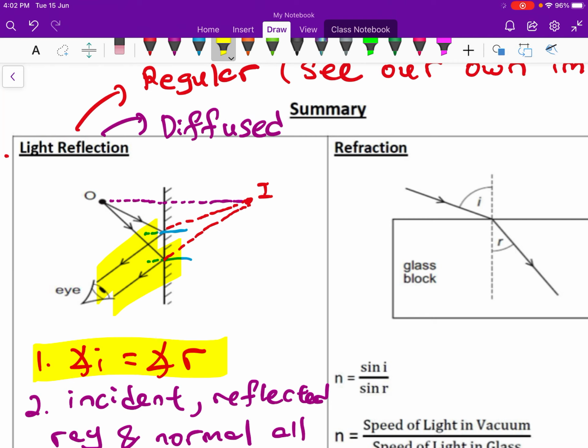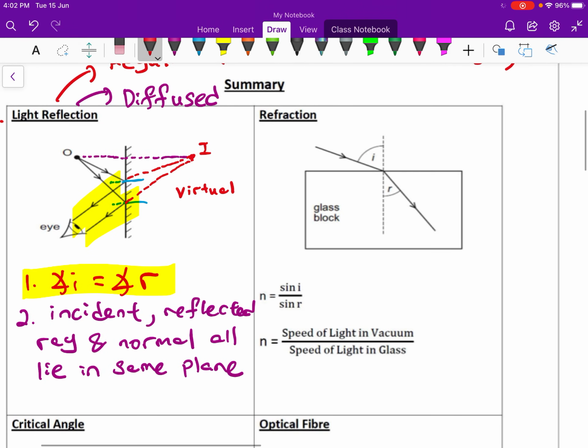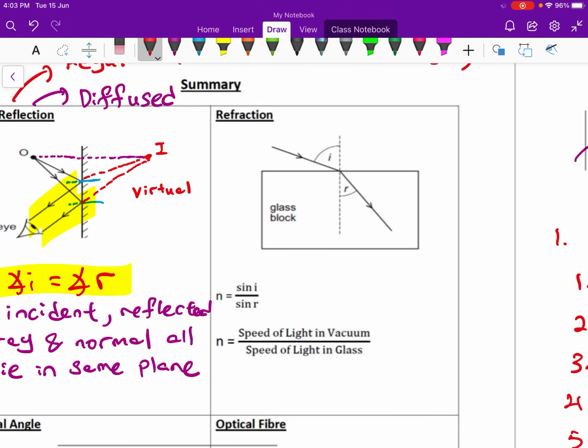Why do I draw dotted lines on the right-hand side of the mirror? Because remember, our image is actually a virtual image. That's why anything that is not real, I draw with a dotted line. So this is reflection. The next will be the more important one, which is called refraction. Refraction is the bending of light. If you still remember, it's the bending of our light.